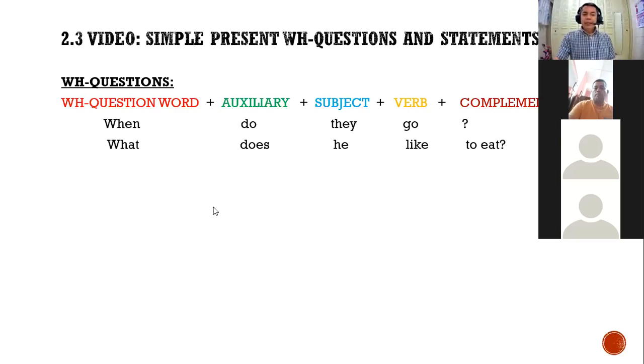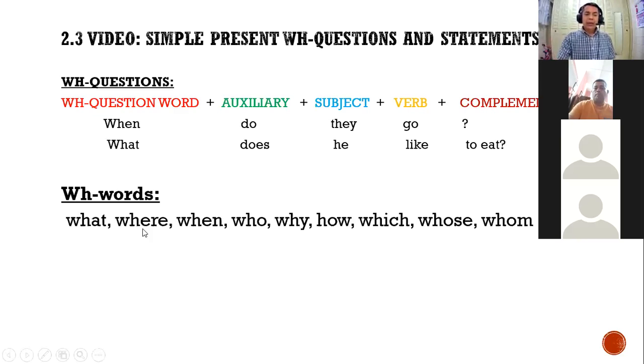Now, then we have the example WH words. What, where, when, who, why, which, whose, and whom, right? What is for things, cosas. What is your television? Or for abstract thing, right? Cosas abstractas, abstract thing. What is your name? Or what do you do? What is your occupation, right?